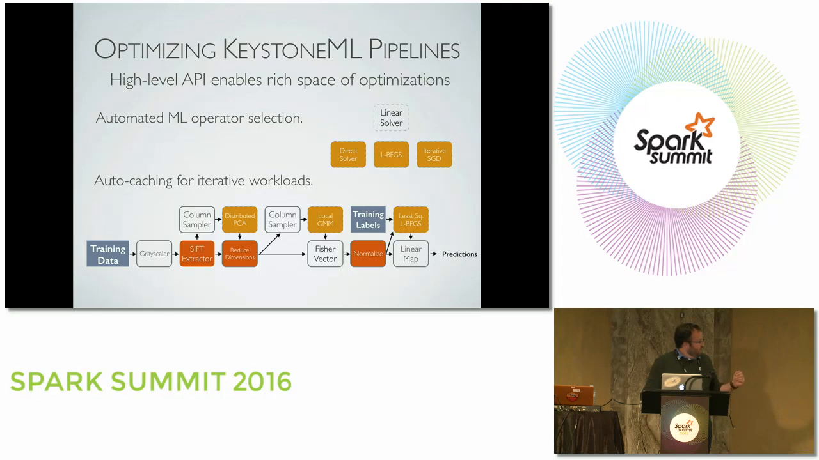Further, many of these algorithms, in this case least squares LBFGS is a good one, are going to loop over their input data multiple times. It's an iterative algorithm. And so by knowing that, we can figure out the right place to materialize intermediate data within this pipeline to save time at execution.